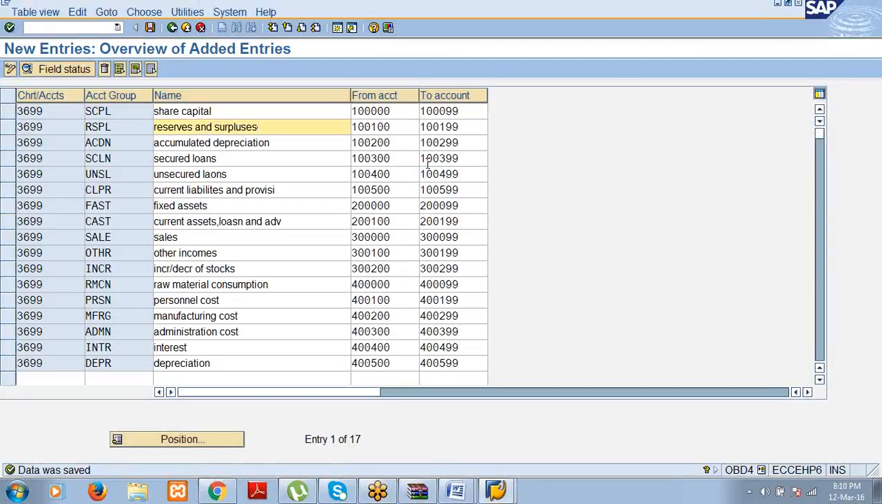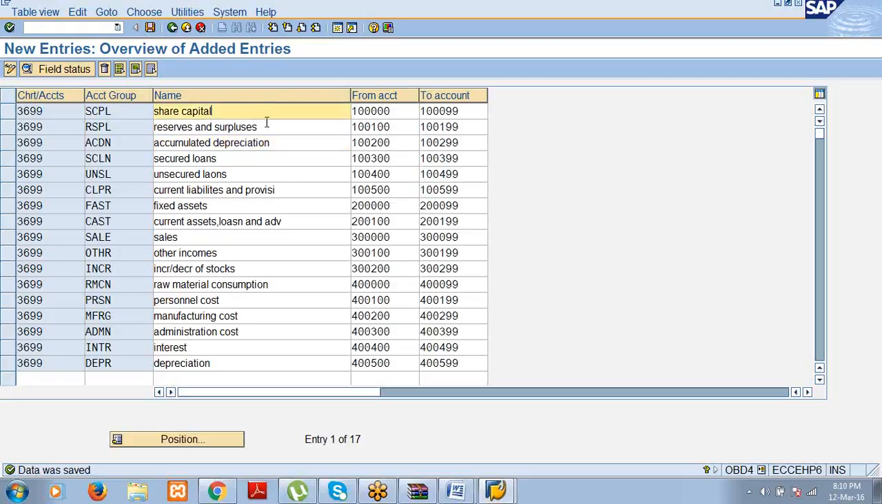See here, what I was explaining. Okay. So here we have created 17 account groups, right? So in your practice also, you create the same account groups with the same numbers, right? Once you get the clarity in the subject, you can do your own experiments, right? But for the time being, you create the same account groups with the same numbers.